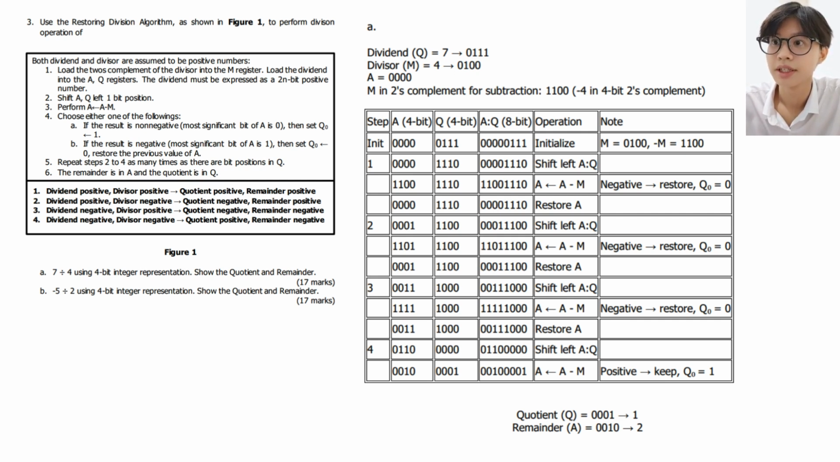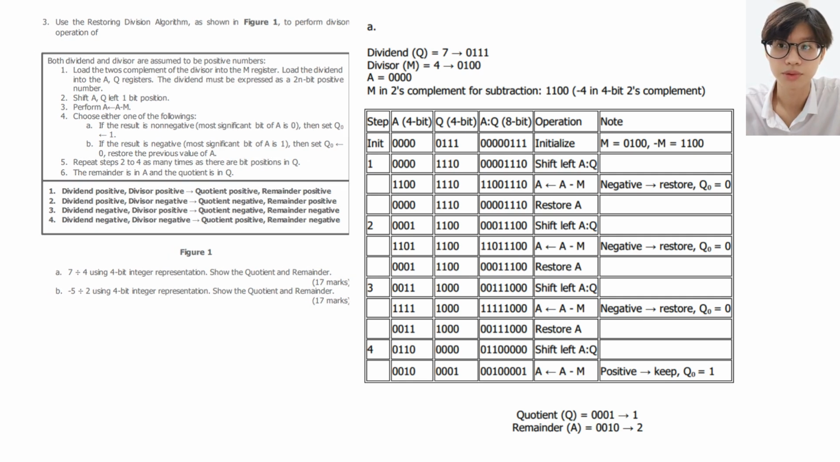Subtract M and we get the result 0, 0, 1, 0, which is positive. Since the result is positive, we keep it and set Q0 to 1. The final values: the quotient in Q is 0, 0, 0, 1, which is 1, and the remainder in A is 0, 0, 1, 0, which is 2. So the result is 1 remainder 2.